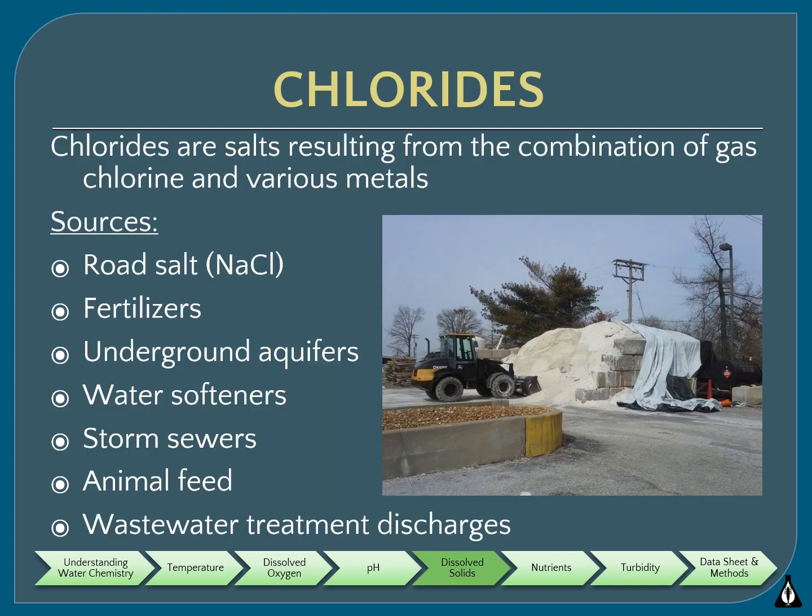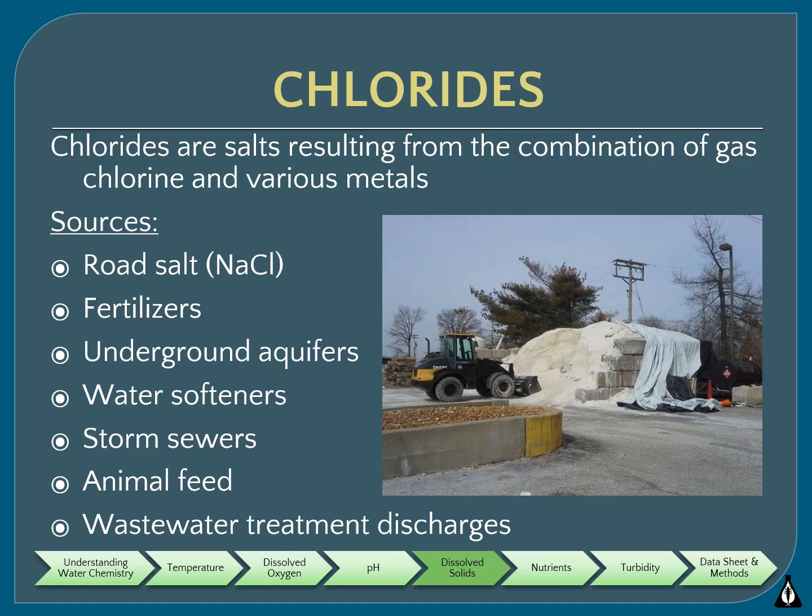Chloride is a substance that can affect your conductivity readings. Chlorides are salts that result from the combination of gas chlorine as well as various metals. Some have heavy metal additives, so other harmful substances might be present within chloride combinations as well. Some sources of chloride can be road salt, especially when applied in the wintertime. And you can imagine that as vehicles travel at higher speeds, the distance that these salts can travel can increase as well. It can also come from fertilizers, underground aquifers, water softeners, storm sewers, animal feedlots, and wastewater treatment discharges.